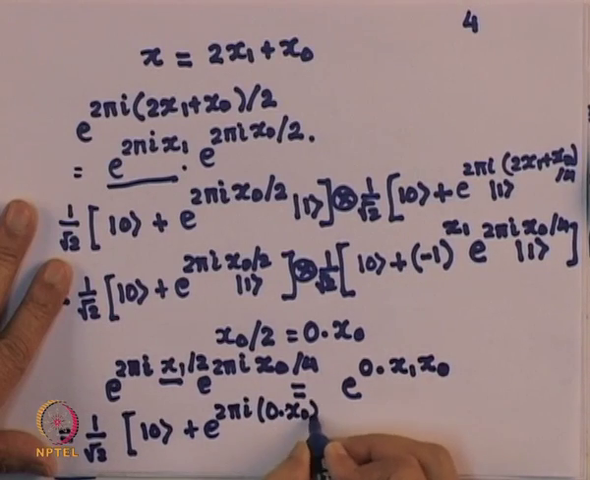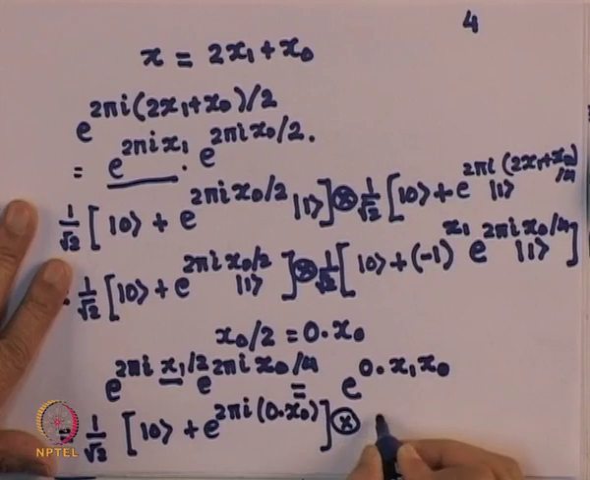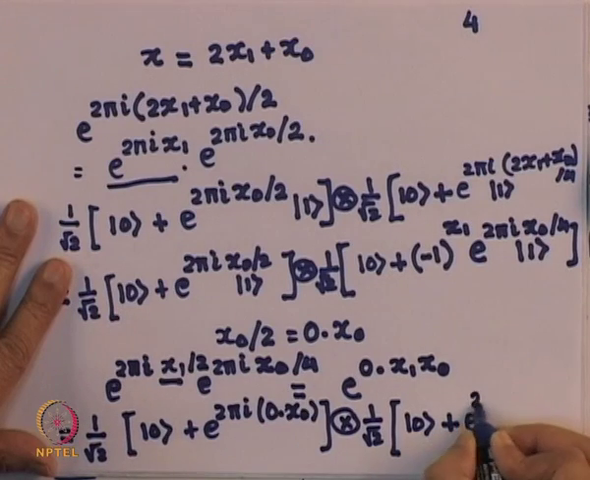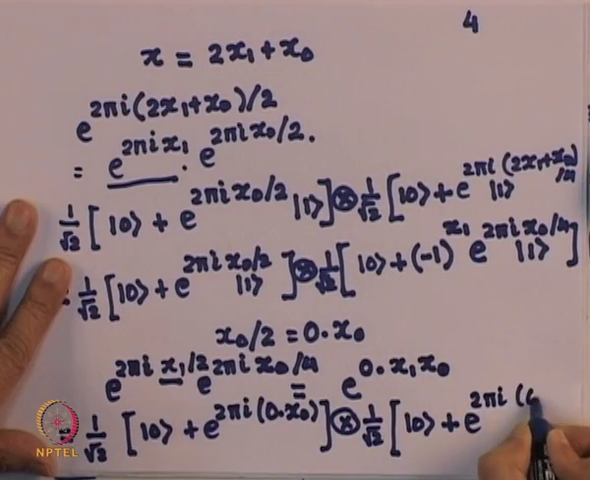0.x0, 1 over square root of 2, 0 plus e to the power 2 pi I 0.x1 x0, 1.